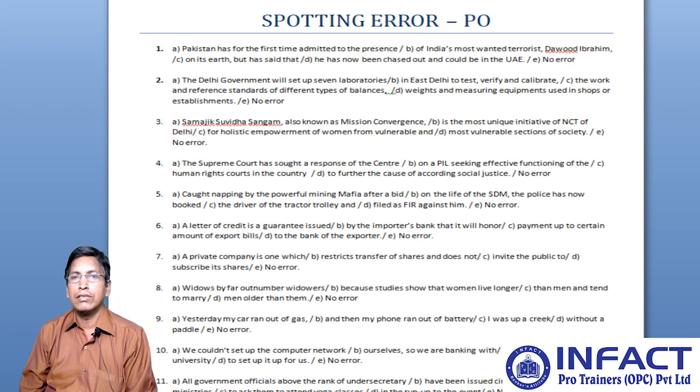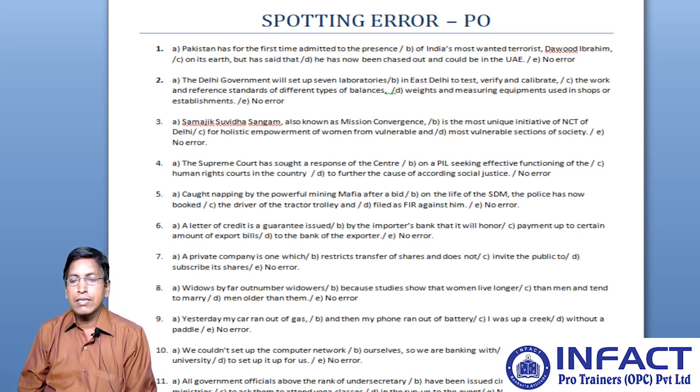So there is no error in this part, and obviously the error is lying in the third part, that is option C, the work and reference standards, which has to be replaced with the working and reference standards of different type of balances. Now let us move to the third question.